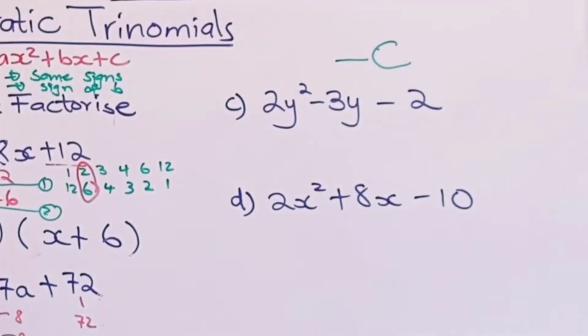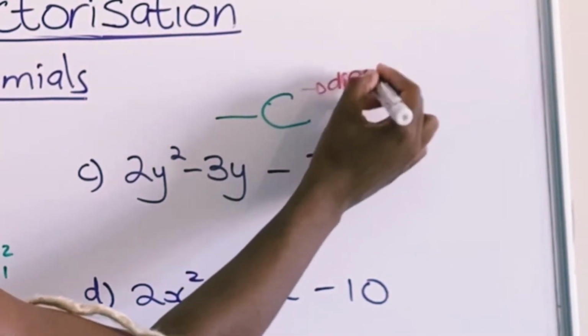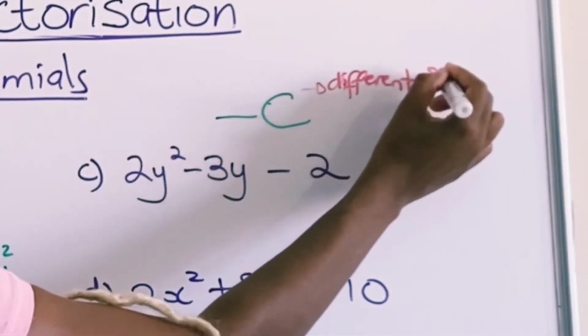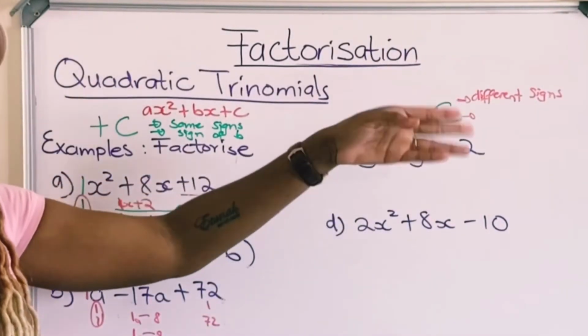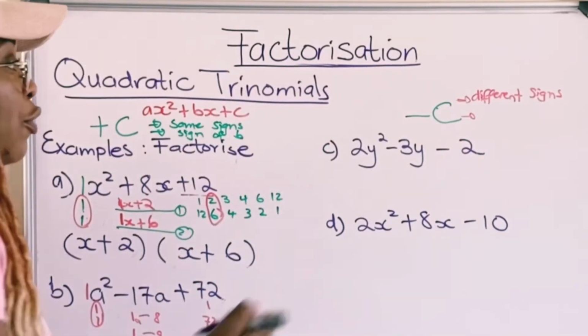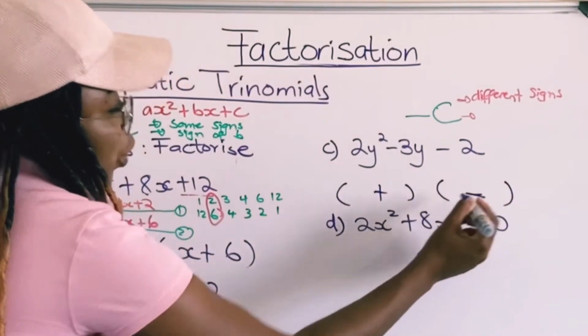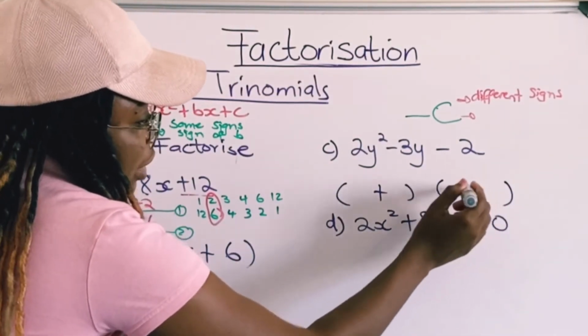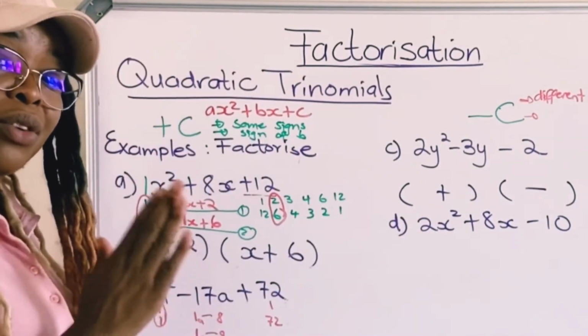Our sign in front of C is negative. So it means that must tell you that we have different signs in our brackets. Different signs. Negative C means different signs. So our brackets will be different signs. It just means one will be a plus, one will be a minus. But we need to be careful which one takes the minus, which one takes the plus. We need to be very, very careful there.